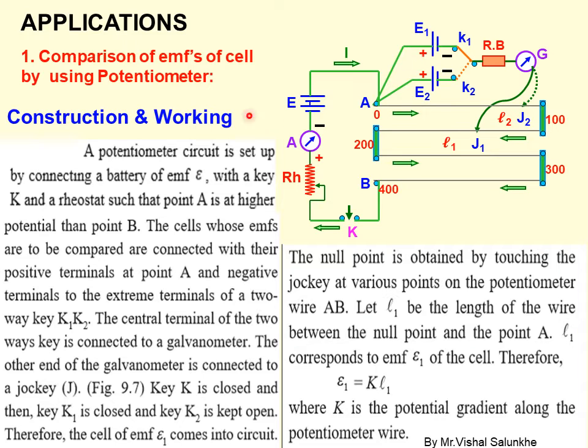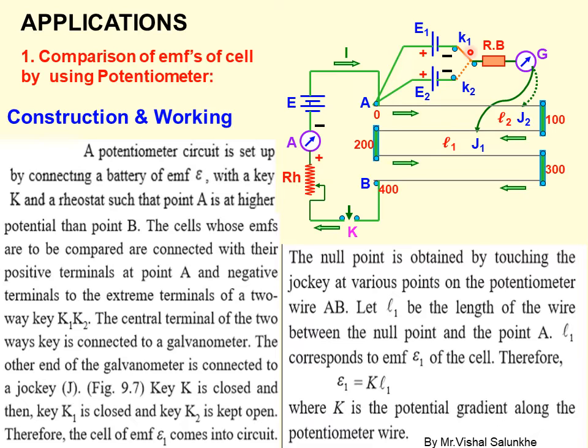Here you make sure that the EMF of E, the auxiliary battery, must be greater than E1 and E2. So initially key K is closed, then key K1 is closed and K2 is kept open. Therefore the cell of EMF E1 comes into action in the circuit. Then the null point is obtained.